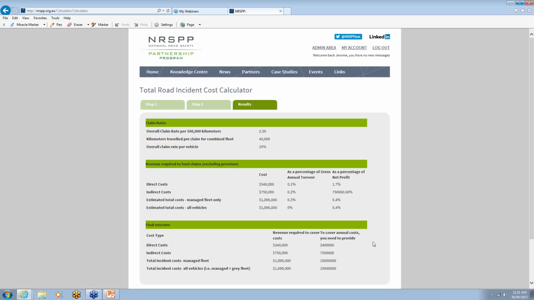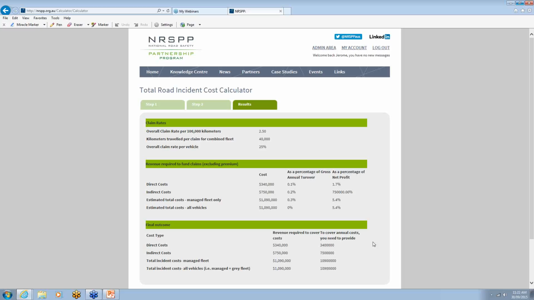The revenue required to fund the claims. So your direct costs are 340,000. What that means is that your insurance premium was 290,000, your excess was $500, but you were having 100 claims a year. So 100 times 500 is an extra $50,000 that you are out of pocket in addition to your insurance premium. Adding those together gives us 340,000, and that's 0.1% of your turnover and 1.7% of your net profit.